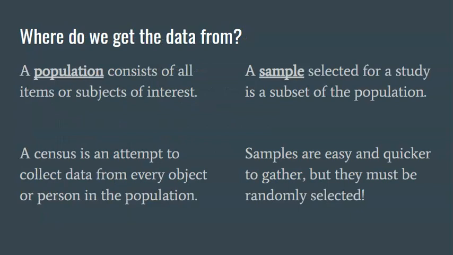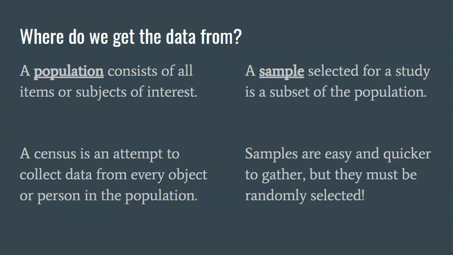All right, so let's try to answer some of these questions. The first question is, where do we get data from? Well, a population consists of all items or subjects of interest. So everybody that I'm interested in is my population. And a census is an attempt to collect data from every object or person in a population. But I'm going to be honest, that's usually very hard to do unless your population is very small.